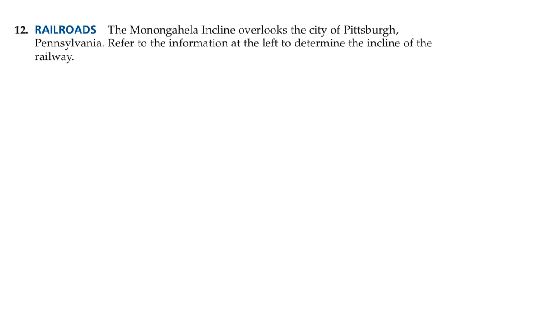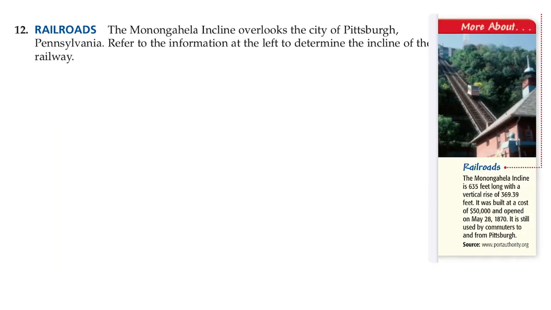All right, so the Monongahela Incline, that's an interesting name, overlooks the city of Pittsburgh, Pennsylvania. Refer to the information at left. I don't have a picture here. I must have forgotten it. I'll come back to number 12 with the image. Poof! Oh, magic. Look at that.